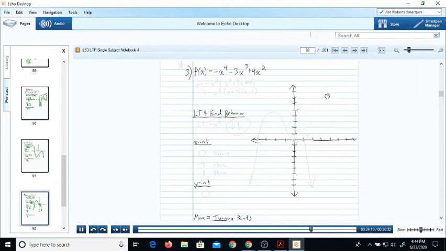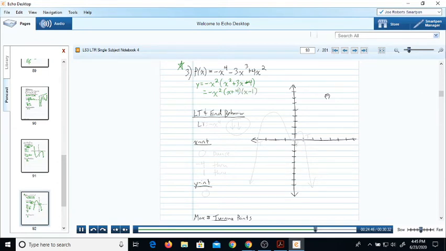Let's do one more graphing example. Looking at number 3. Now what makes this a little more difficult is we're going to have to factor it. So we can factor out a negative and an x squared. So we get x squared plus 3x minus 4. And that factors, the x, that should be minus 4. So it'll factor to x plus 4, x minus 1.